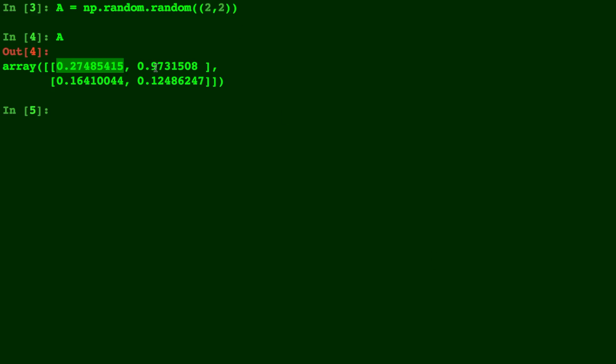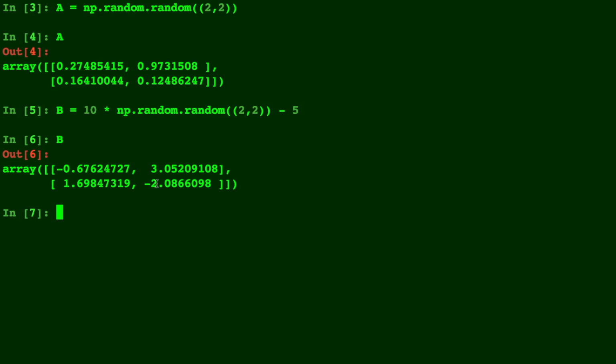So we got two columns and two rows with entries between 0 and 1, as you can see here. Now, if we want to change the value range, we can multiply by twice the value desired and then subtract the value desired. So 10 times np.random.random, and let's make this one 2x2 again. And we'll minus 5. So if we want entries between negative 5 and 5, that's what we do.